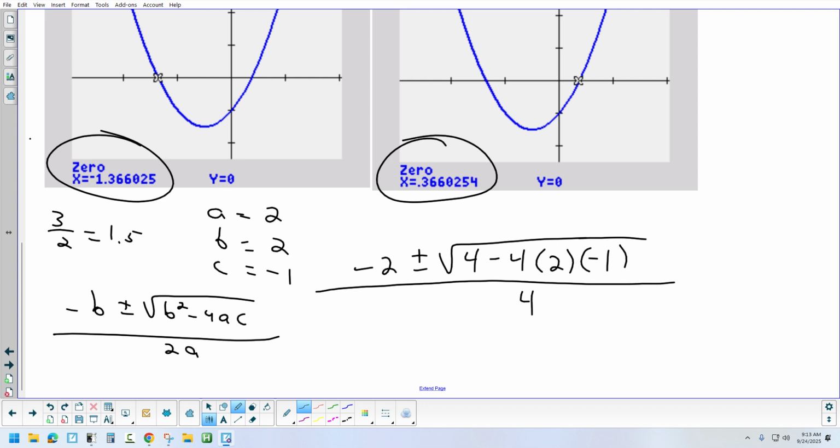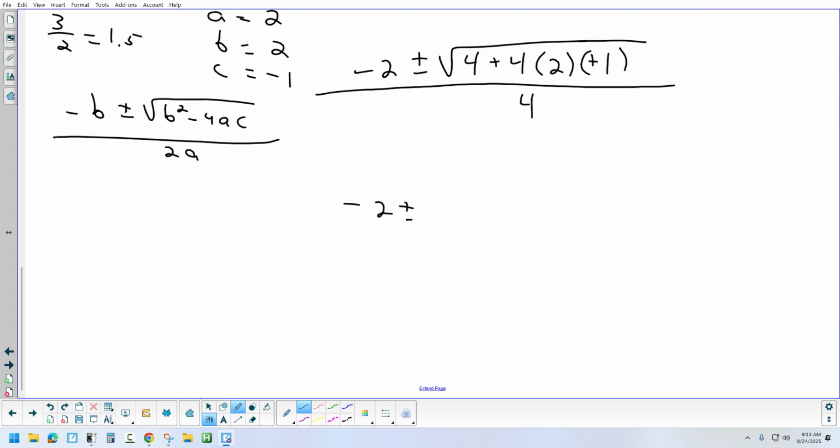Okay. When we start to do this, we're going to be subtracting 4 times 2 times negative 1. That's negative 8. But when you subtract a negative, it becomes a positive. So the first thing I'm going to do is just eliminate my negatives because I know it's going to change to positive. All right, so that gives me negative 2 plus or minus the square root of 4 times 2, which is 8, plus 4, gives me 12.